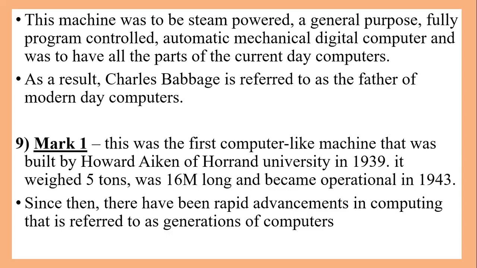Then from the knowledge of Charles Babbage's analytical engine, the Mark I computer-like machine was built by Howard Aiken of Harvard University in 1939. This computer-like machine weighed 5 tons. It was 16 meters long and became operational in 1943. Since then, there have been rapid advancements in computing, which are referred to as generations of computers.